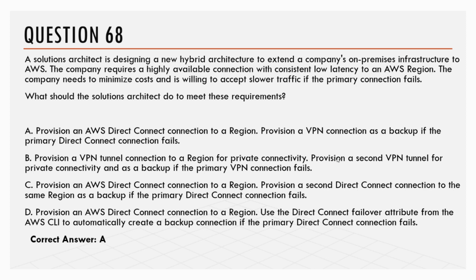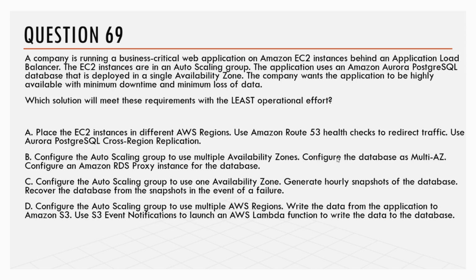Question number 69. A company is running a business critical web application on Amazon EC2 instances behind an Application Load Balancer. The EC2 instances are in an Auto Scaling group. The application uses an Amazon Aurora PostgreSQL database that is deployed in a single Availability Zone. The company wants the application to be highly available with minimum downtime and minimum loss of data. Which solution will meet these requirements with the least operational effort?